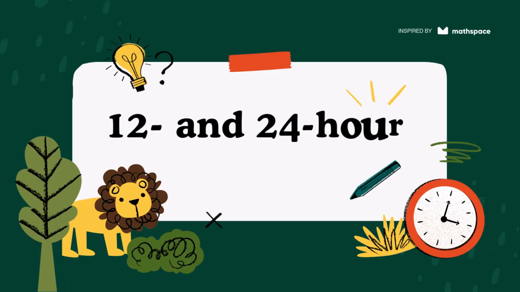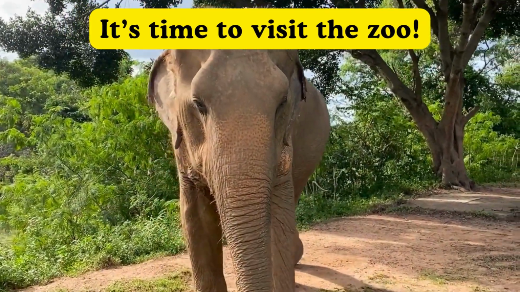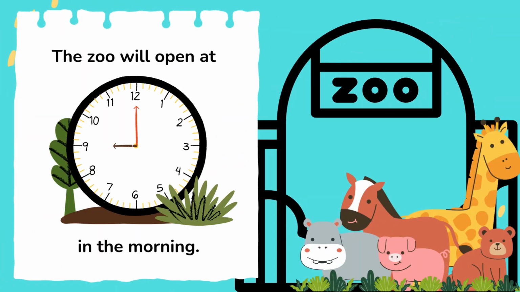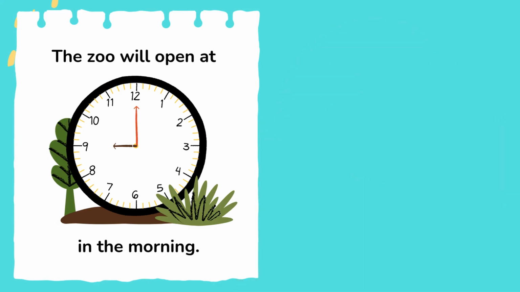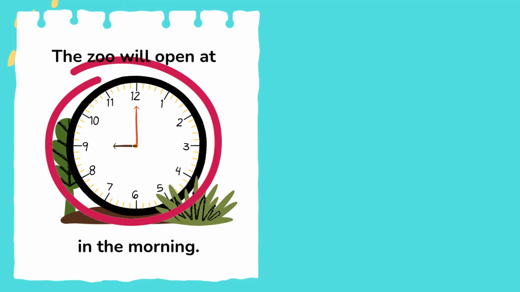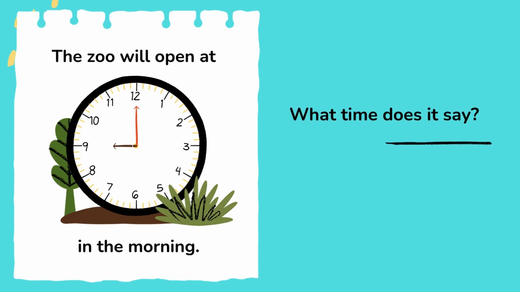Let's learn about two types of clocks, 12-hour clock and 24-hour clock. To learn this, let's visit the zoo. Come with me. Okay, so this is a zoo poster. Look at the zoo poster to know what time they will open. It is written that the zoo will open at, then the picture of the clock, and in the morning. Now tell the time.